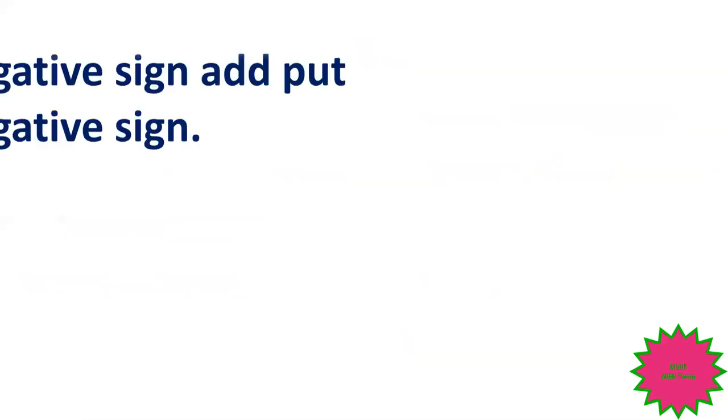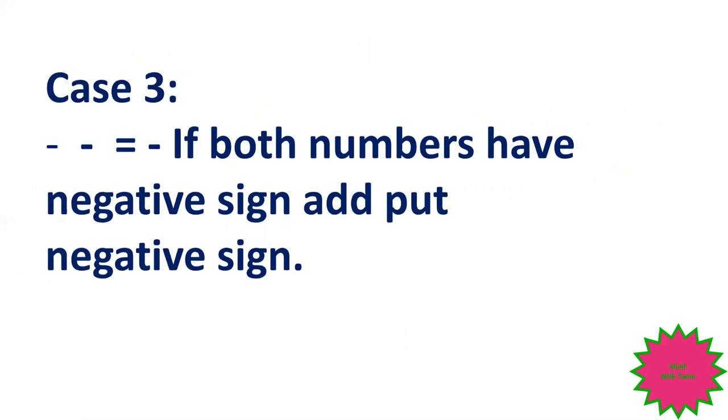Case 3. The difference of two negative numbers results in a negative. That is, if both numbers have negative sign, we need to add them and put a negative sign. Though it is subtraction, we need to add them. Let's see an example. Minus 4 minus 12. Here 4 and 12 both are negative, so we need to add 4 and 12, which will give us 16, and put a negative sign. So it will result in negative 16 as the answer.